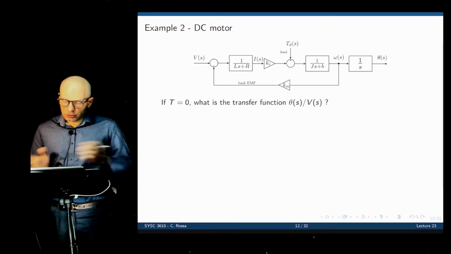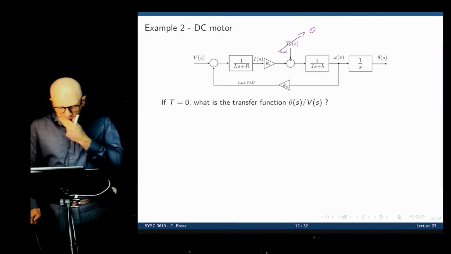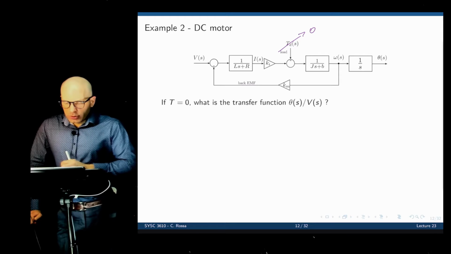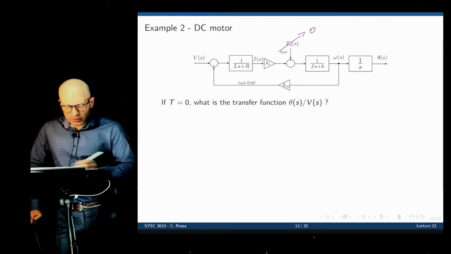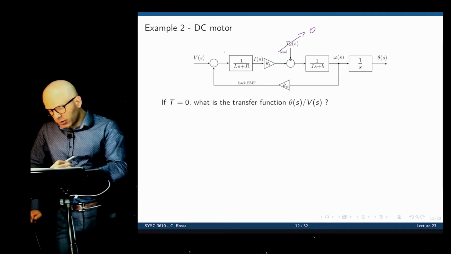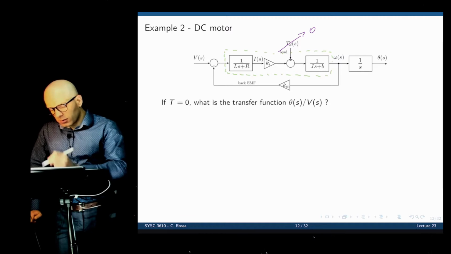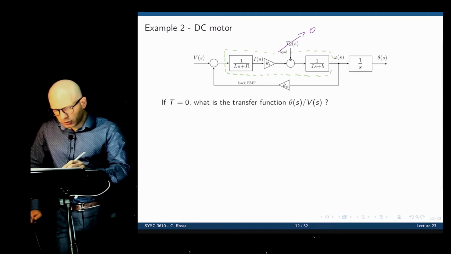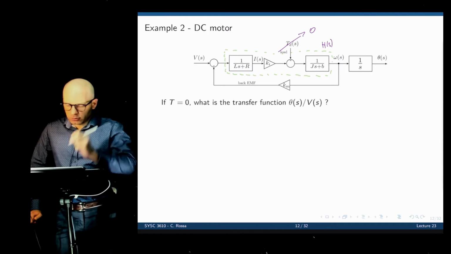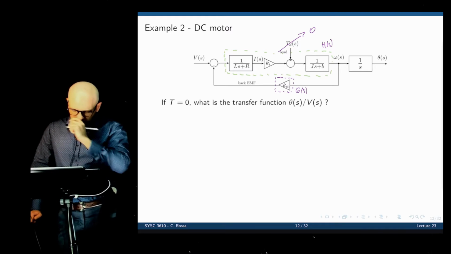So if you want position over input voltage, then let's set the other input to 0 for now. And what do we do here? If that sum goes away, it goes to 0, then all these three blocks here can be combined into one. That would be our function H of S in that feedback loop. And then in the feedback loop here, we have G of S. We have another function that feeds back to the sum.